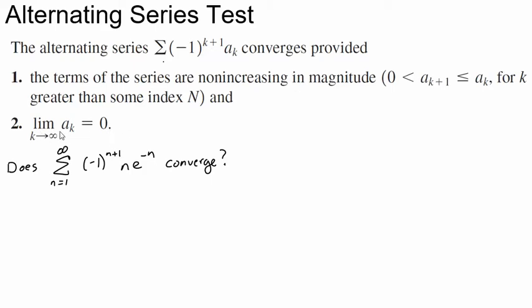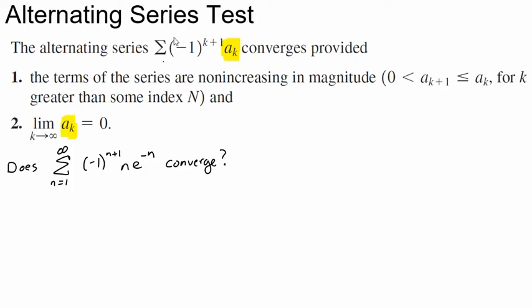The second condition is that the limit as k approaches infinity of a sub k is equal to 0. And the a sub k here is this sequence, which is looking at your alternating sequence without the factor of (-1) to the k plus 1, so without the changing of signs from positive to negative.